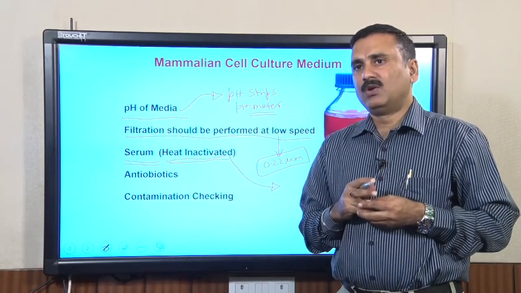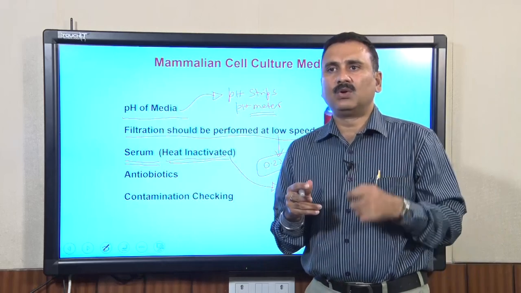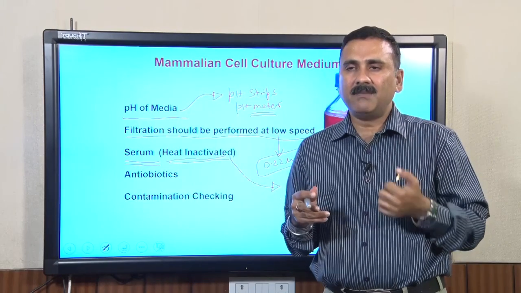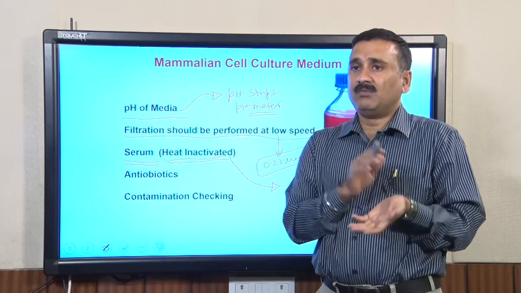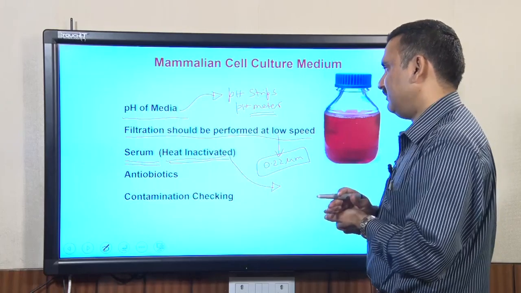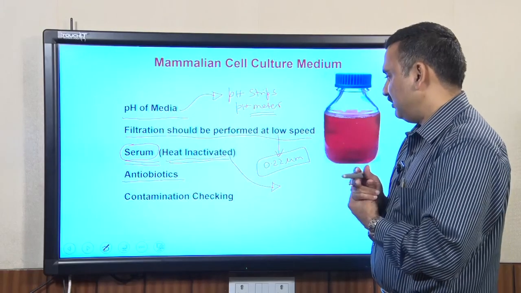So if you don't inactivate the serum, because what we need from the serum is only the growth factors as well as the hormones. We don't need the antibodies or the complements from the serum, and because of that these molecules have to be removed, and that you will do by using the heat inactivated serum. So these heat inactivated serums are readily available from the vendors. Also, because mammalian cells are very sensitive to contaminations, you also have to add the antibiotic cocktail to control the contaminations.